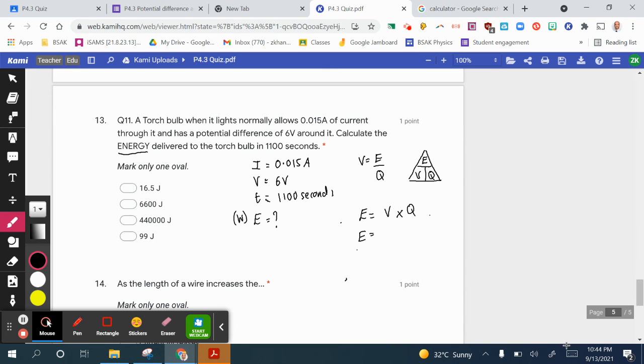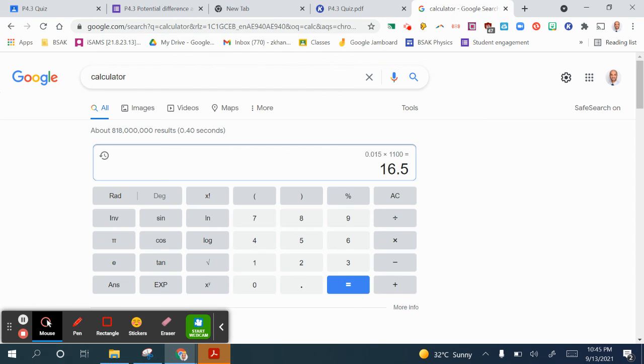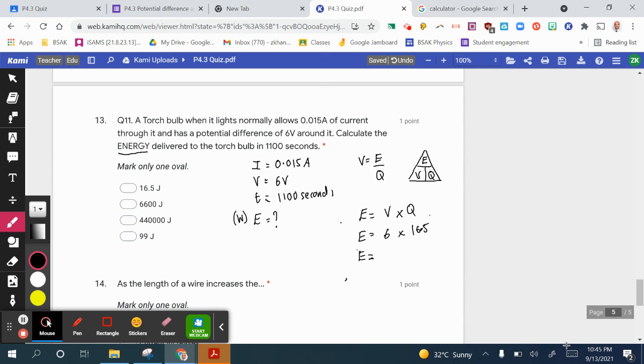And the voltage is 6 volts. That's 6 volts multiplied by the charge, which was 16.5 coulombs. The amount of energy transferred in 1100 seconds is the potential difference of 6 volts multiplied by 16.5 coulombs. So 16.5 multiplied by 6 equals 99 joules of energy transferred in that much time through that torch bulb. Okay.